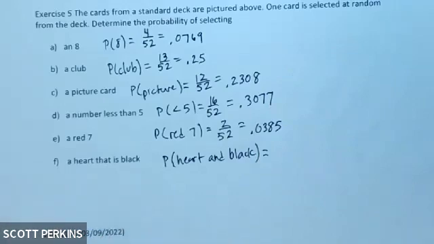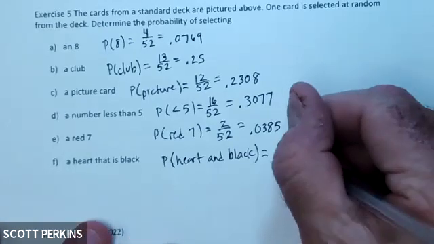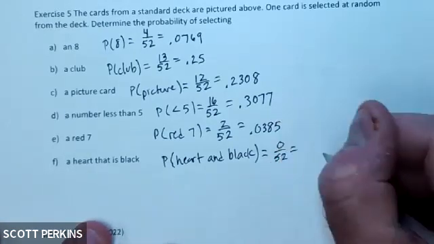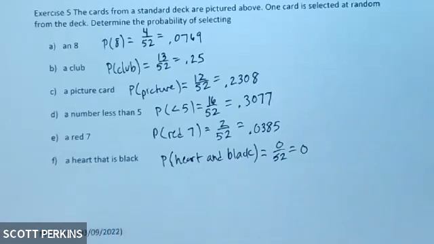Last but not least, what's the probability that I get a heart that's black? How many black hearts are there? 0. The hearts are red, so that's 0 out of 52. That's an impossible event, and there we go.